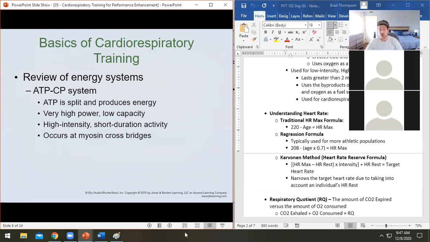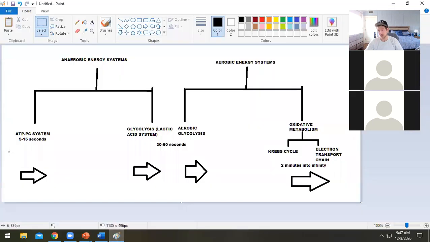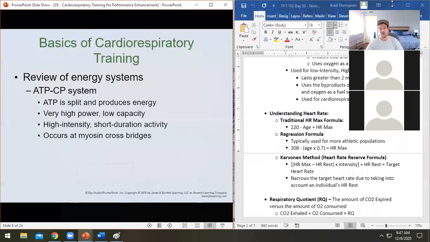I know that I drew this chart here where it starts and then it finishes, right? That's not 100% accurate in terms of which energy system you are in right now.